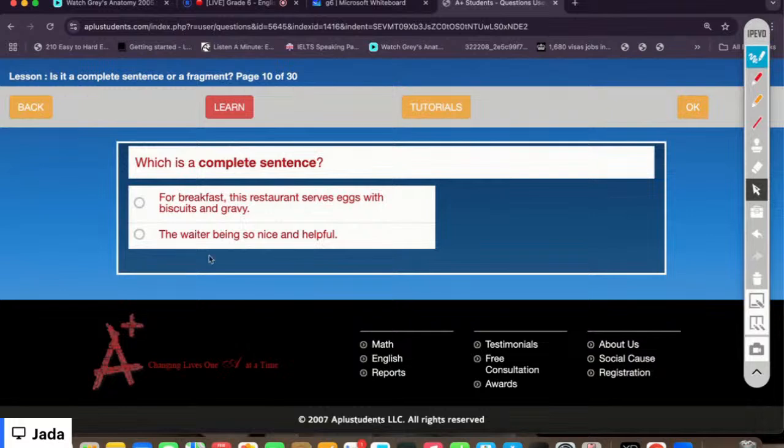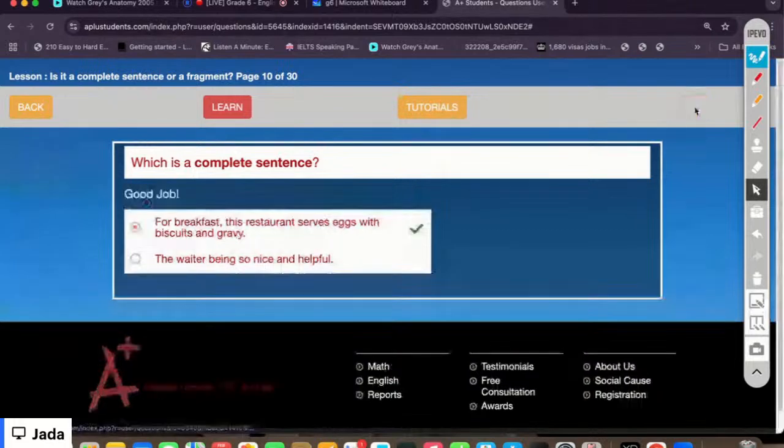So if we say the waiter being so nice and helpful, this is missing a helping verb. So it has to be the first one. Okay?